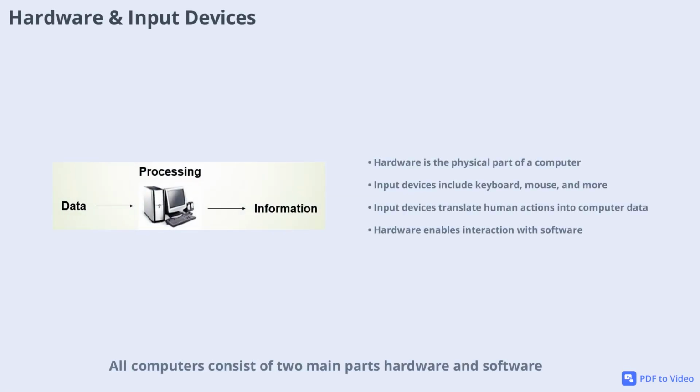All computers consist of two main parts, hardware and software. Hardware refers to the physical components you can touch, like the monitor, keyboard, mouse, and the system unit, which houses the motherboard, memory, and other essential chips.